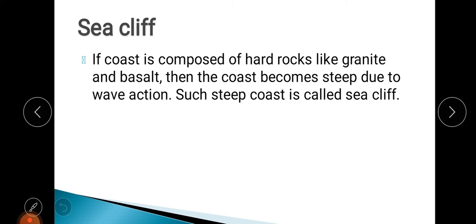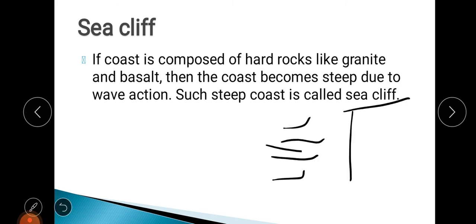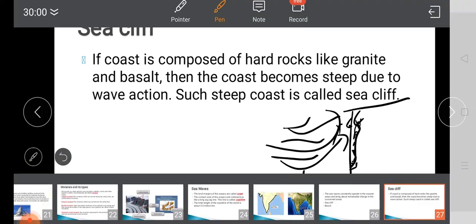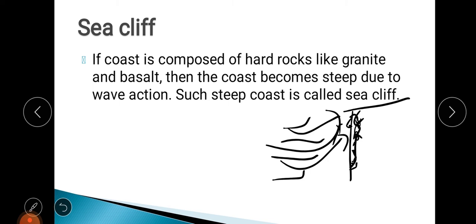For a sea cliff, the coast is composed of hard rocks like granite and basalt. When the nature is hard, the coast becomes steep due to wave action. Such a steep coast is called a sea cliff. Suppose this is the ocean, and nearby we have a highland area. Now when the sea waves strike these highland areas, they erode some of the rock particles, which are hard like granite and basalt.